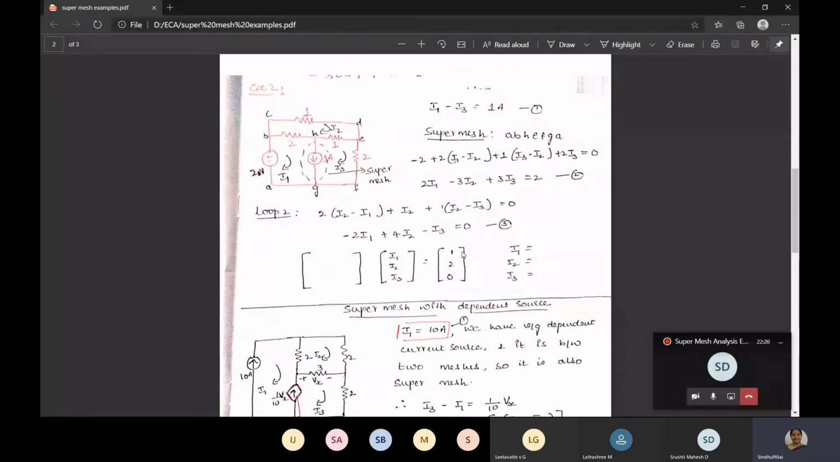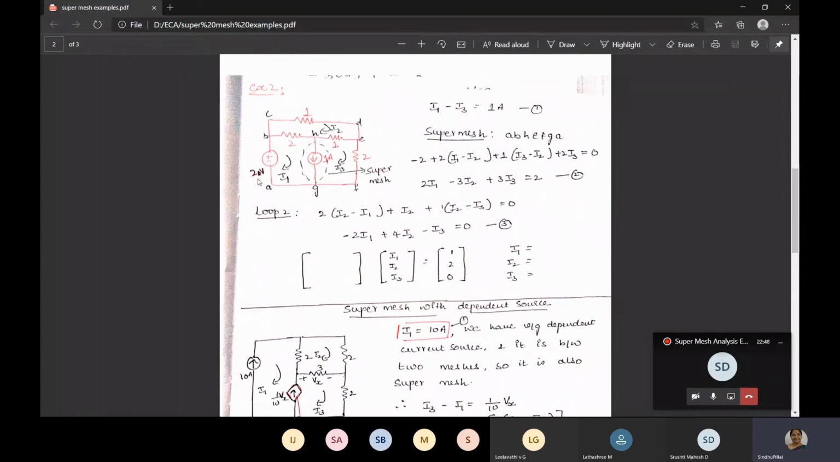So the next example is, hope you can see the network here. Here also 3 meshes are there. First, what you have to do for mesh analysis? First check how many loops are there. So we have 3 loops. Assume 3 currents I1, I2 and I3 in the clockwise direction. So that is completed. Next check whether there are any current sources at the border. We don't have any current source at the border here.